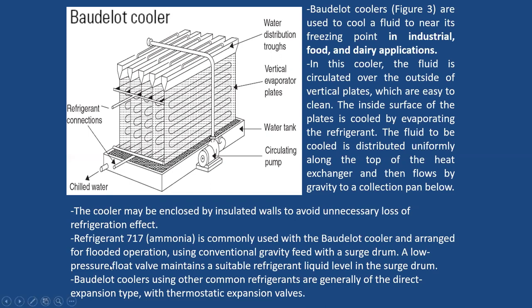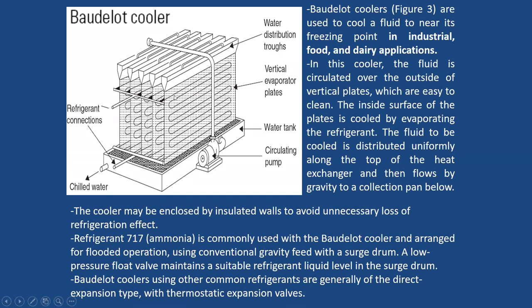to the collection plant. It is collected here. So this is the water or liquid distribution trap, and from these traps the liquid is distributed on the plates, so the evaporator coil is sandwiched in two plates here. The cooler may be enclosed by an insulated wall to avoid unnecessary losses here.